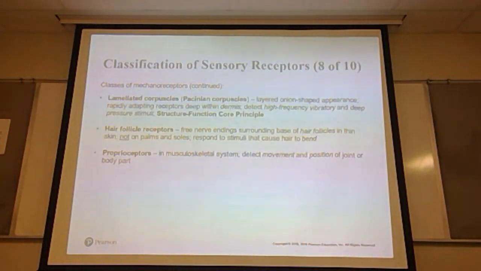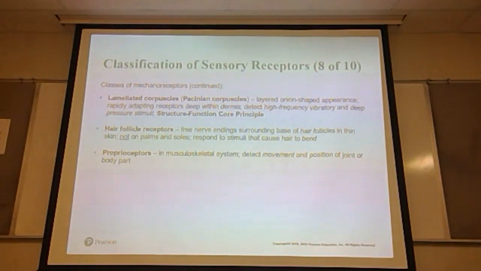Laminated corpuscles, or Pacinian corpuscles, are layered. When you look at one, it looks sort of like an onion that's been sliced in half in cross section. These are rapidly adapting receptors found deep within the dermis. They detect high frequency vibration and deep pressure stimuli. When you look at the skin model in lab, you will see these Pacinian corpuscles.